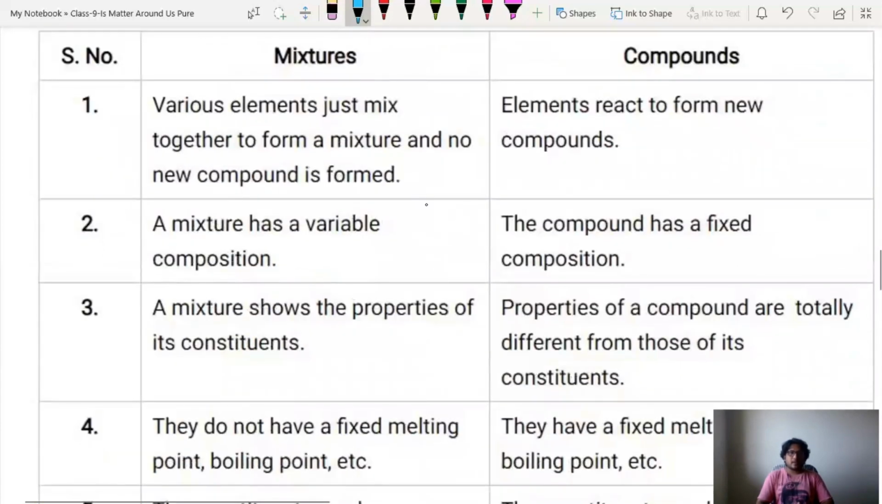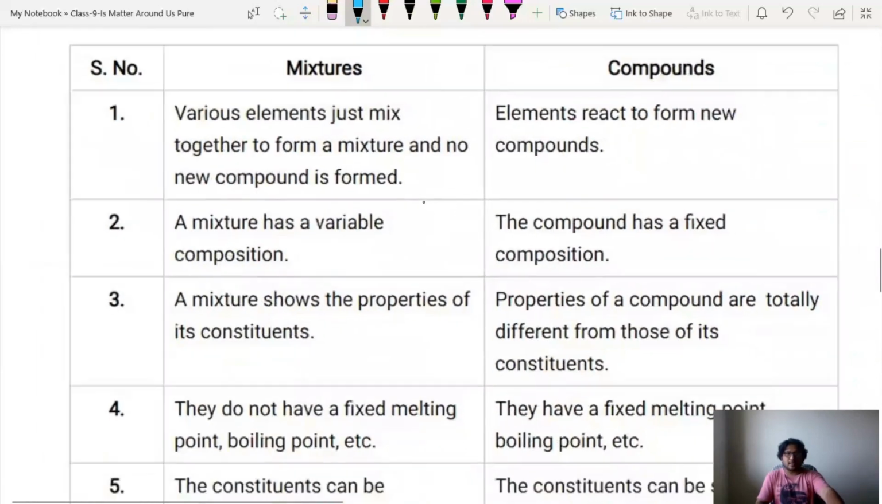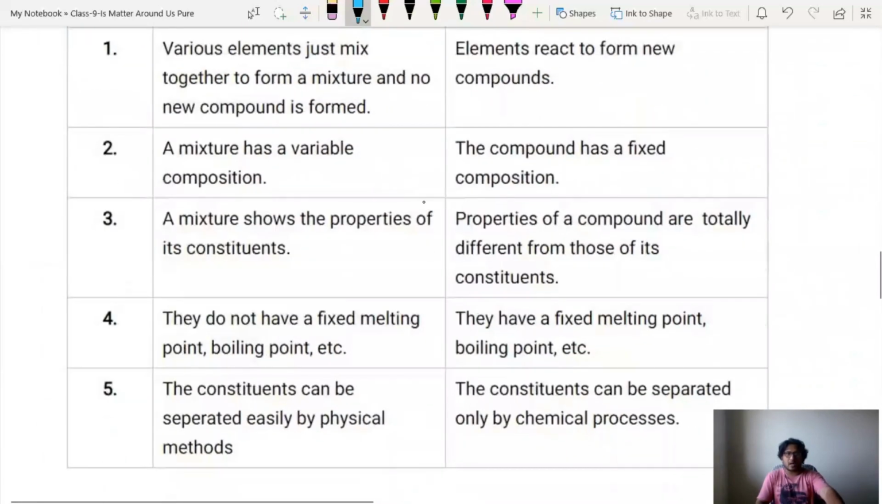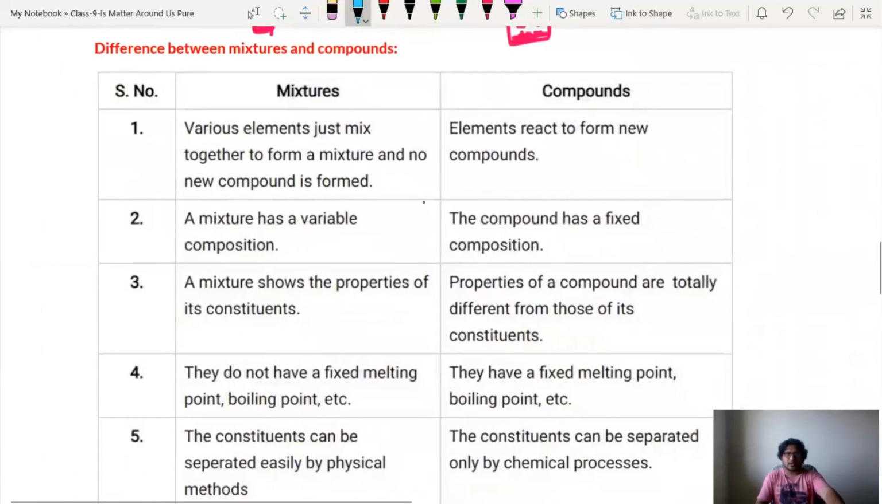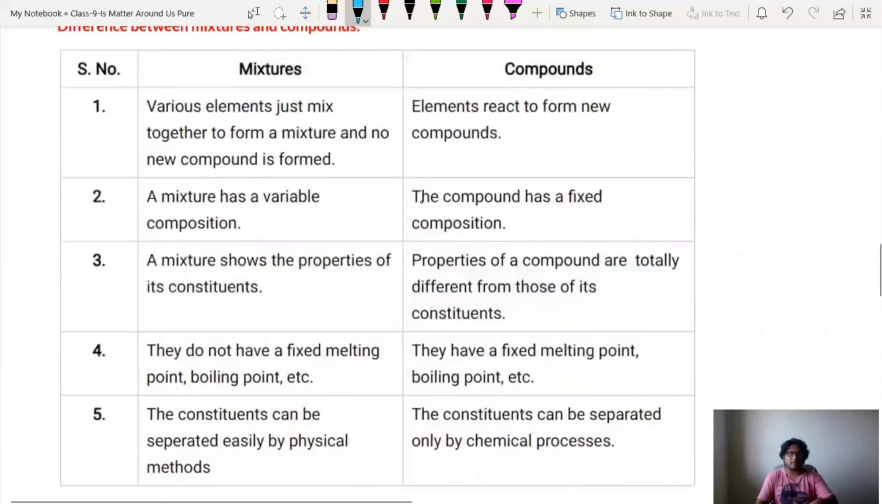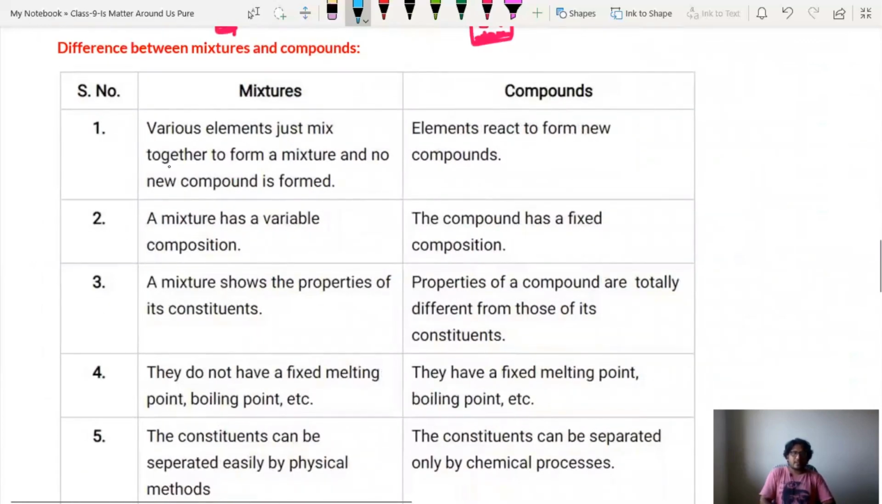And we have a difference table between mixtures and compounds. Let us try to understand these mixtures and compounds. First, what is meant by mixture? Various elements just mix together to form a mixture and no new compound is formed.